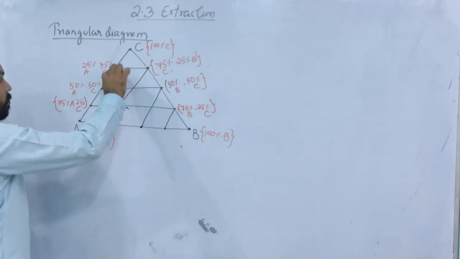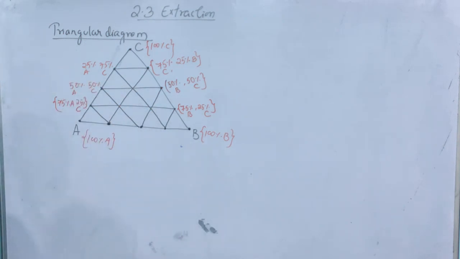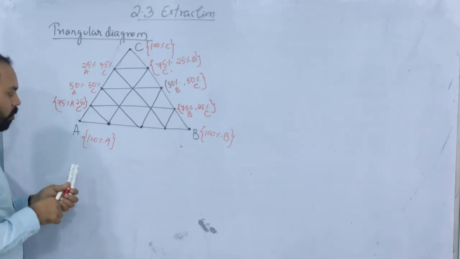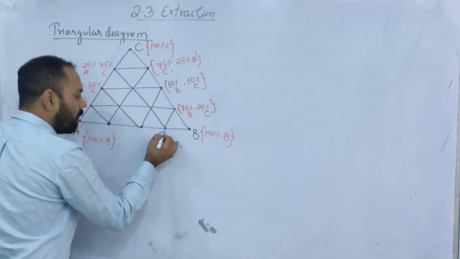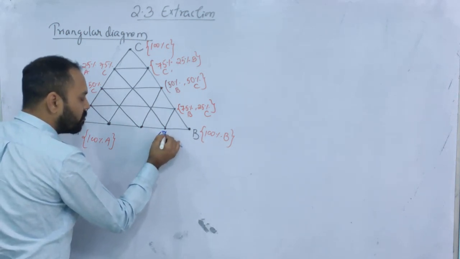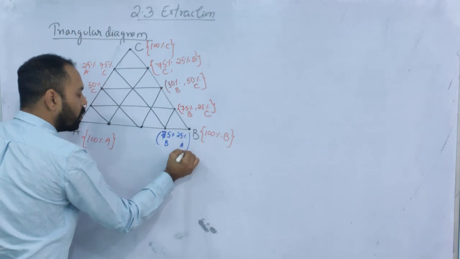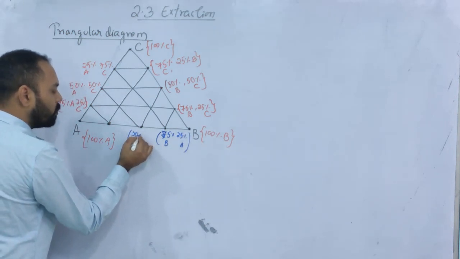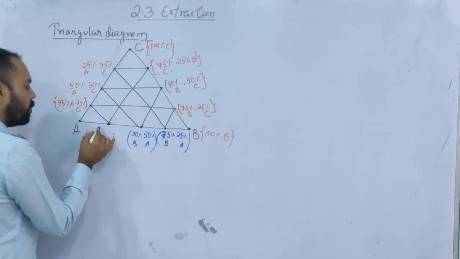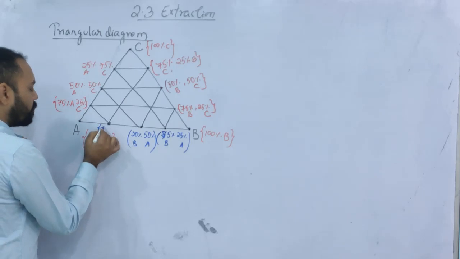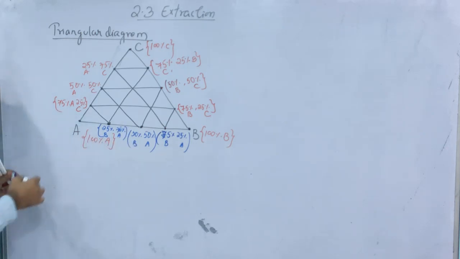Okay, then you can also join these sides like this. Now let me write the compositions of these points as well. So it should be away from B, so B should decrease, A should increase. Okay, this is also 25%, so this must be 75% B and 25% A. At this point, it should be 50% B and 50% A, and therefore at this point it must be 25% B and 75% A, and then you have 100% A.